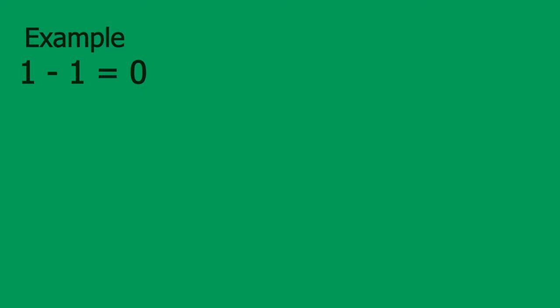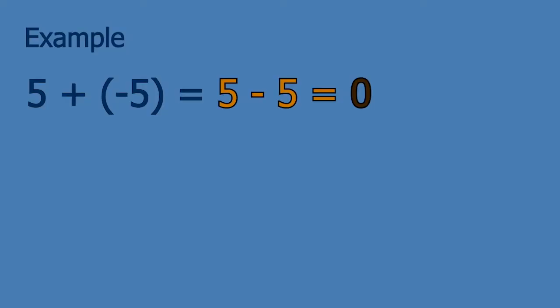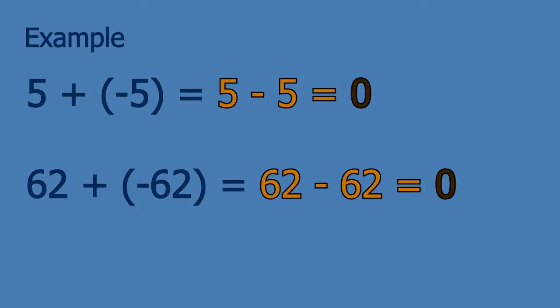Yes, we have our original problem. We have our 1 plus negative 1 equals 0. We have our 10 million plus negative 10 million equals 0. But actually, we can write two new problems. We can write 1 minus 1 equals 0, 10 million minus 10 million equals 0. And we can actually do that with any number. We can say, for example, 5 plus negative 5 equals 5 minus 5. 62 plus negative 62 equals 62 minus 62, right? And it works for any number.